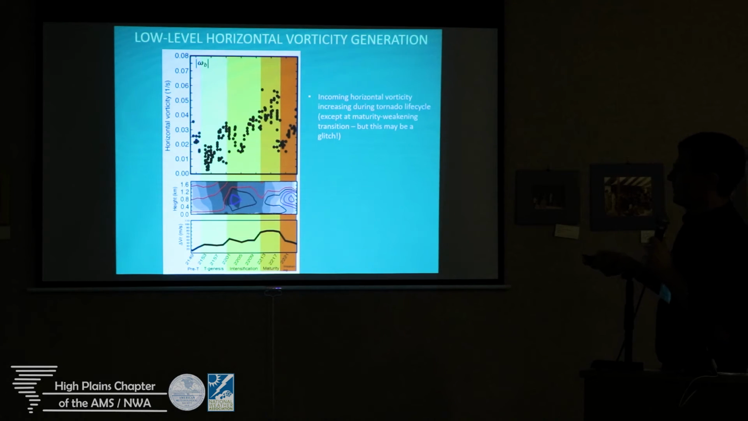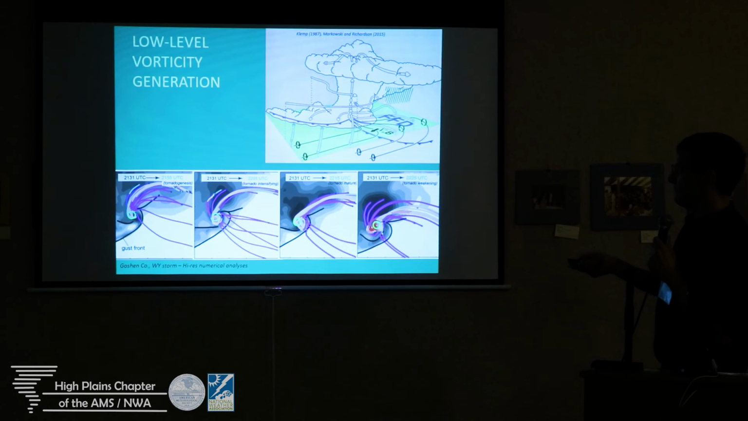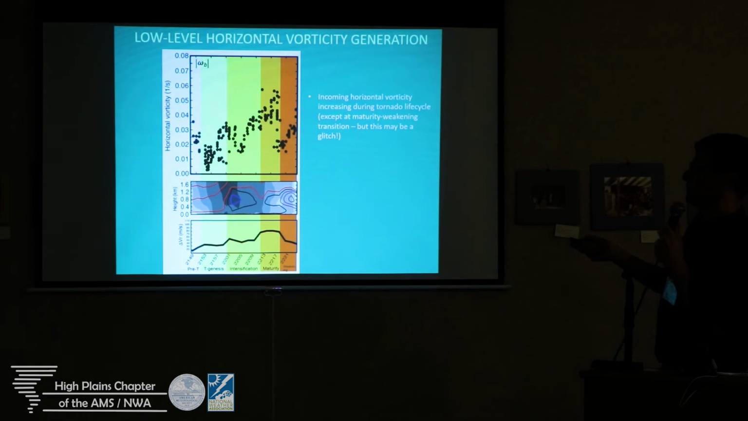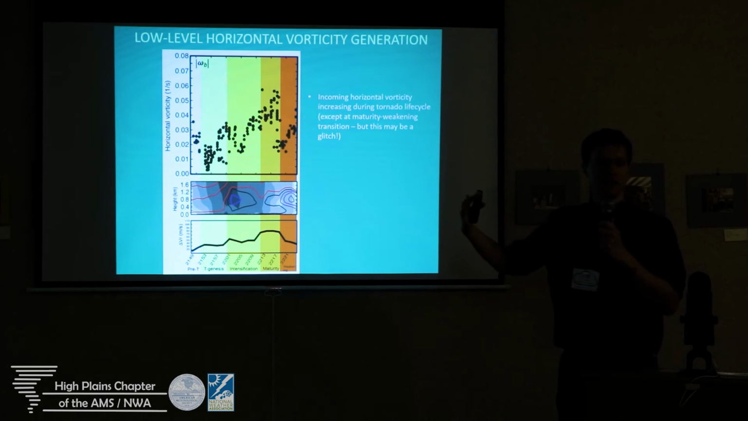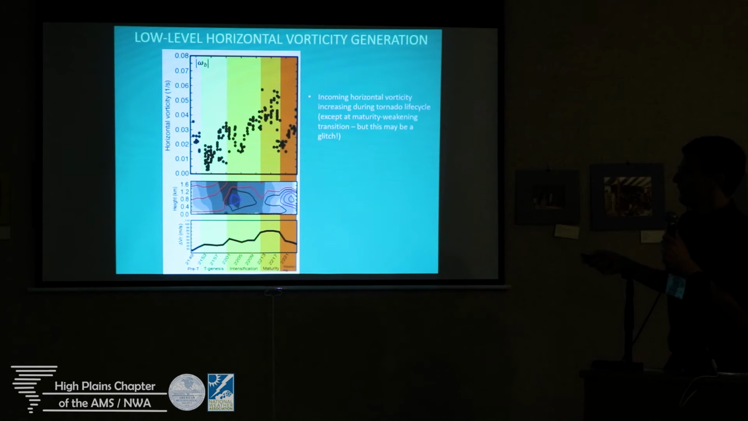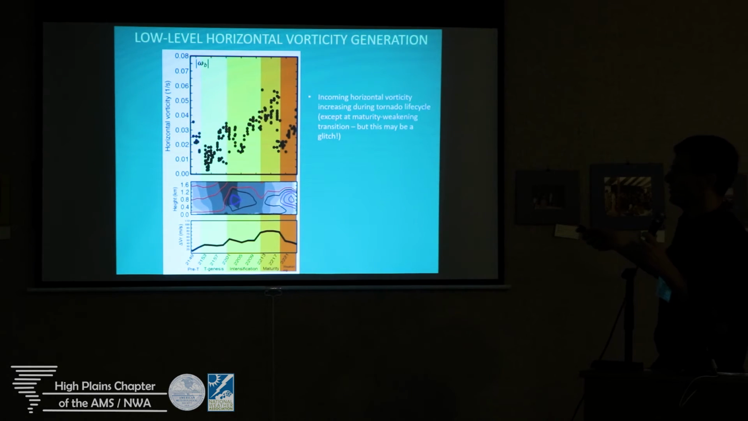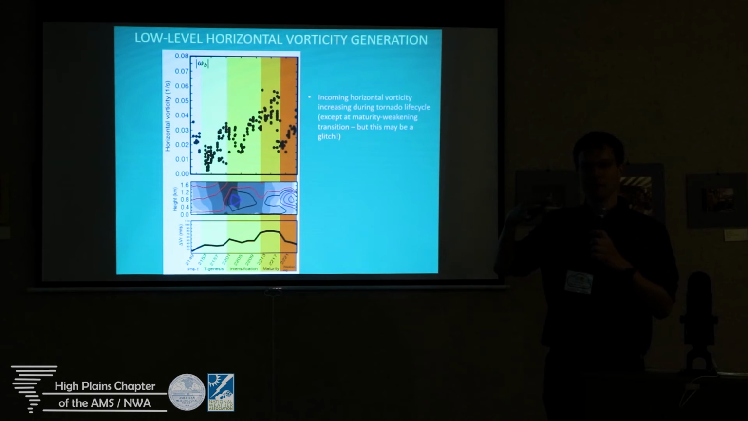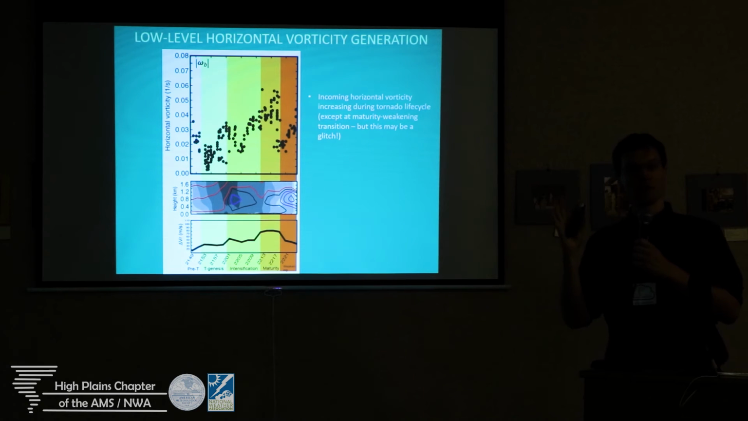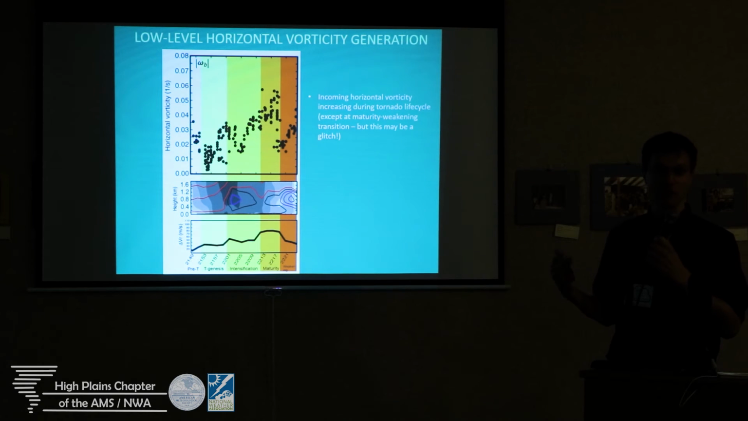So we have plotted up here each of these little black dots. This is an individual parcel coming in and its value of horizontal vorticity, or specifically baroclinically generated horizontal vorticity, right when it reaches the edge of the mesocyclone throughout the life cycle of the tornado, pre-tornadic through tornado maturity. So think of this as the rate of change of the amount of horizontal vorticity coming in that the low-level updraft can feasibly tap into to generate vertical vorticity for the mesocyclone and/or the tornado.